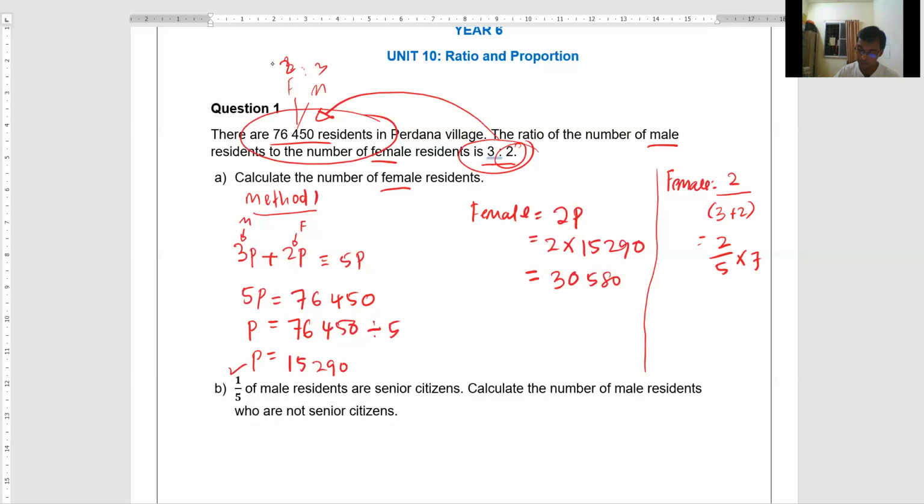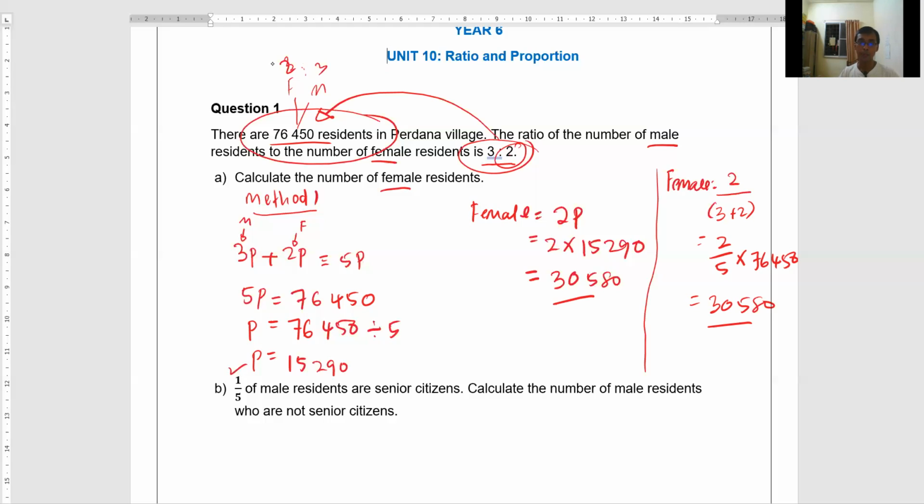Total residents is how much? 76,450. Once you calculate this, either multiply or divide first and then multiply by 2, you'll get exactly the same answer, 30,580. This is for the female.